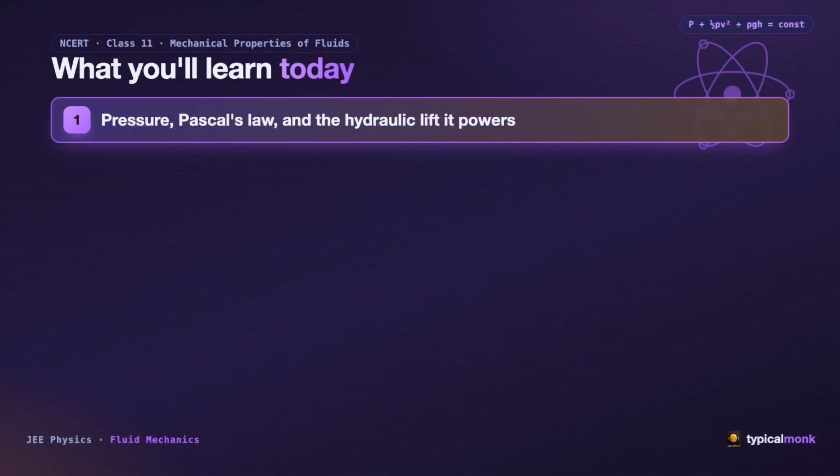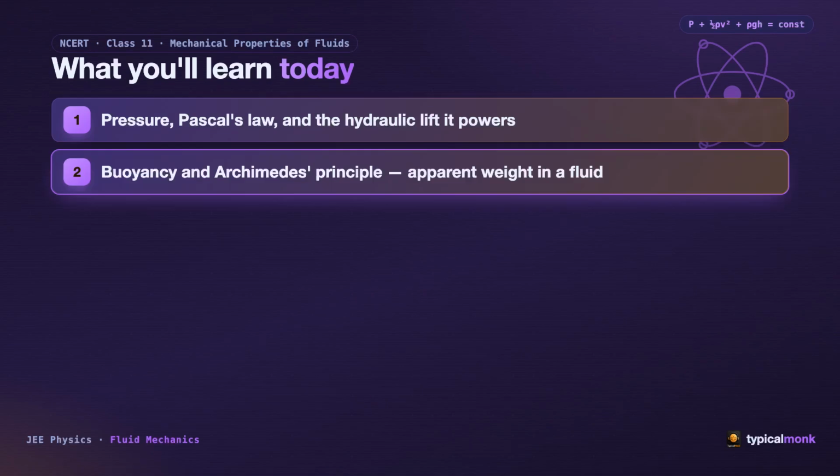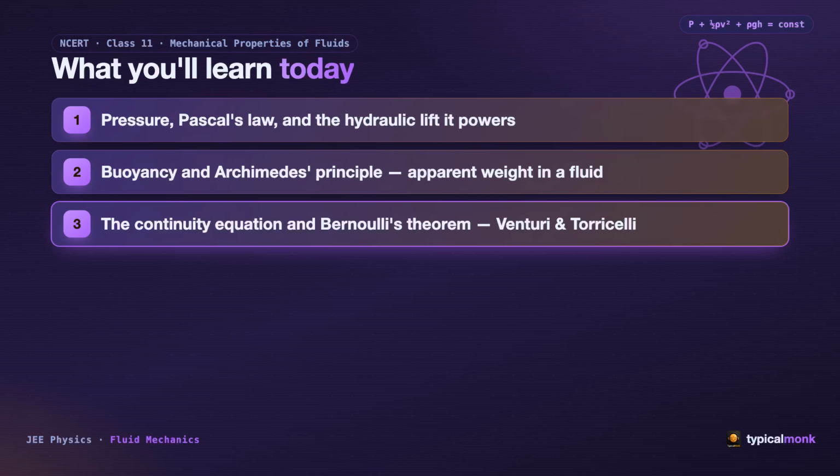So what will you carry home from today's class? First, pressure, Pascal's law, and the hydraulic lift that quietly powers so much. Second, buoyancy and Archimedes' principle, how much weight a fluid truly takes off your hands. Third, the continuity equation and Bernoulli's theorem with their two-star applications, the Venturi meter and Torricelli's law.